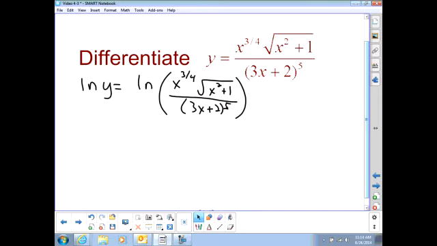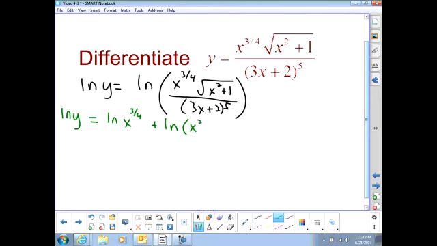The reason for doing this is because on the right-hand side, we can use our log laws to separate this now. Remember, when there's multiplication going on, you can separate into separate logs with addition, and when there's division, you can separate it into subtraction. So this will now become natural log of y equals natural log of x to the 3/4 plus natural log, I'm going to rewrite square root of x squared plus 1 as (x squared plus 1) to the 1/2, which is the equivalent. And then minus, because you're dividing, natural log of (3x plus 2) all raised to the 5th.